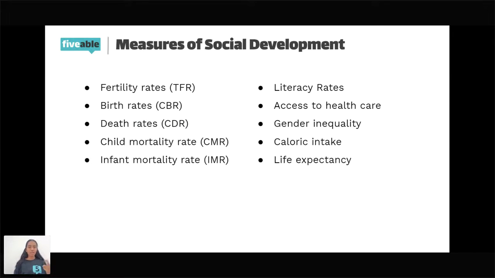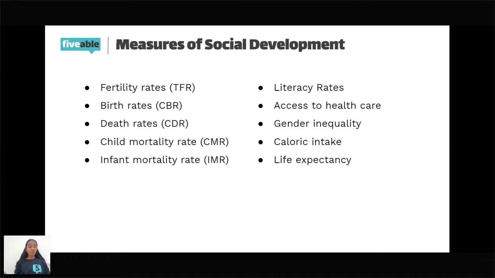Birth rates and death rates kind of go together. This relates back to the DTM, the demographic transition model. Higher birth rates and higher death rates are correlated with developing countries, and lower death rates and lower birth rates with developed countries. And child mortality rates and infant mortality rates, the higher those are, the more developing a country is, and vice versa.